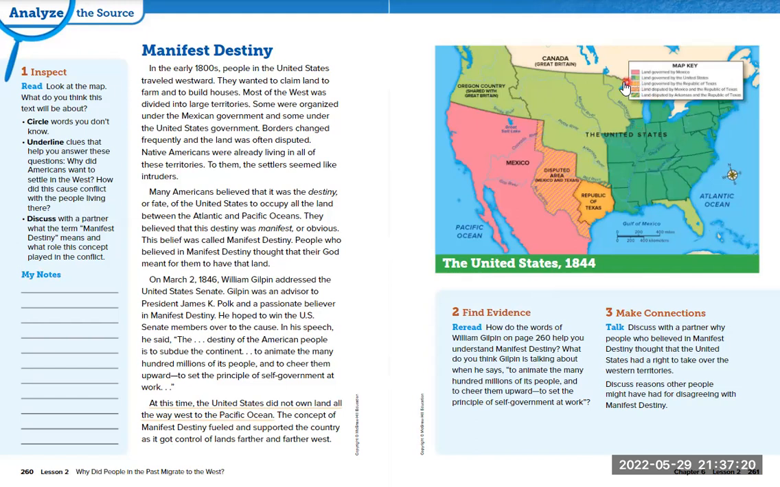You can see here with the key that the land owned by the United States starts from here. Later on, it turns into this green area. Then the land disputed by Arkansas and the Republic of Texas would be right there. And then you have this land disputed by Mexico and the Republic of Texas. So Texas was its own little state, or its own country, for a while. And then it was arguing with Mexico. And eventually, all of this became the United States.